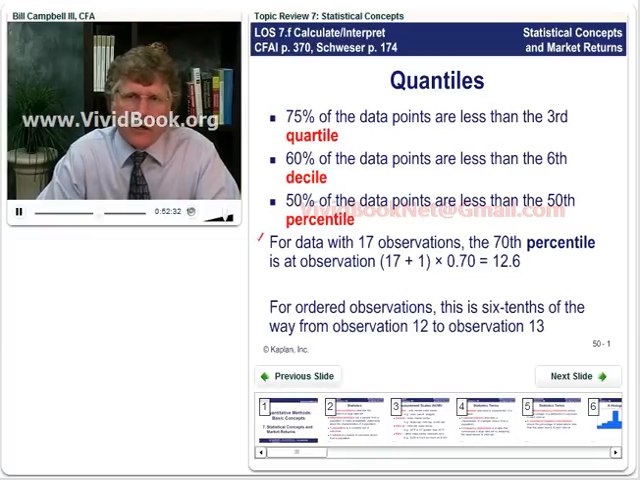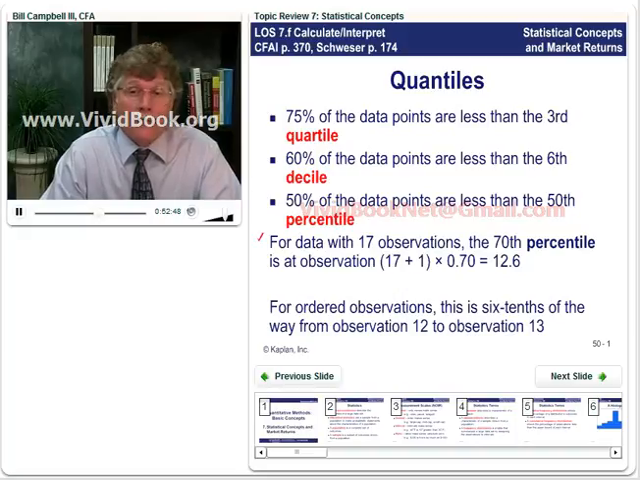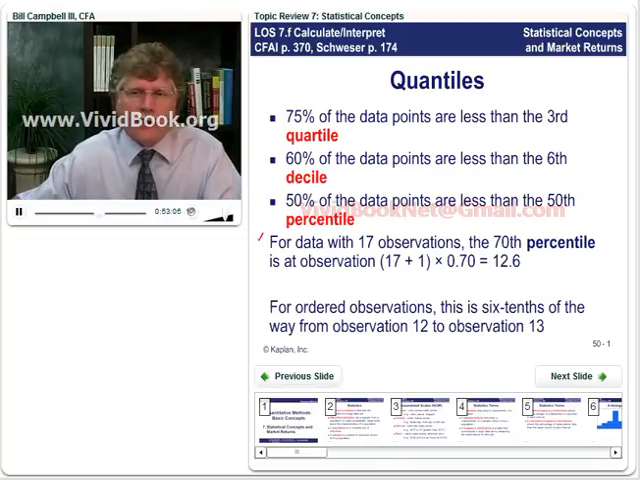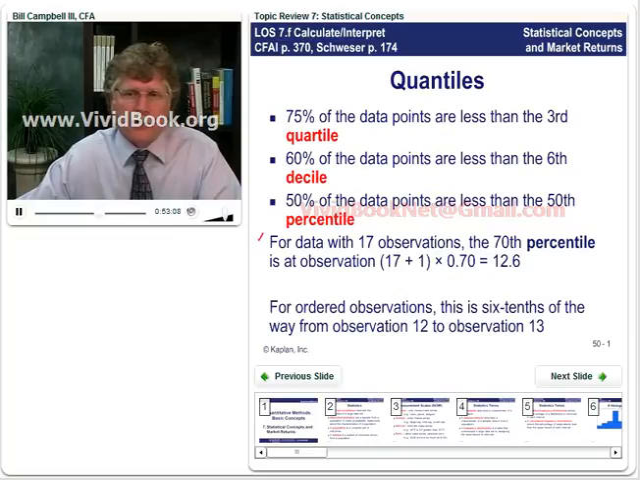So if we have 17 observations, the 70th percentile falls at data point 12.6. And you're thinking, wait a minute, I have data point 1, I have data point 2, I have data point 12, I have data point 13. I don't have a data point 12.6. Well, we say that it's 6/10 of the way between data point number 12 and data point number 13. So if it doesn't come out to be a whole number, then it's part of the way between, in this case, 12 and 13. So make sure that you can calculate which data point falls at a particular percentile.